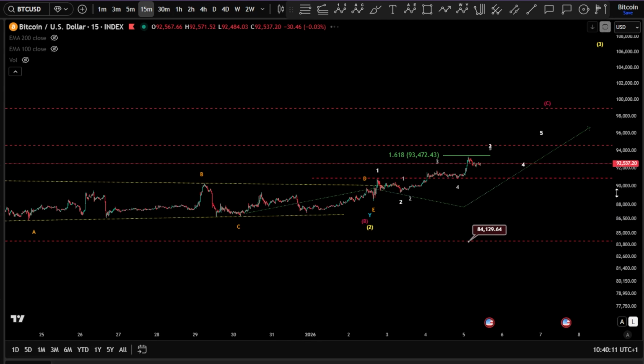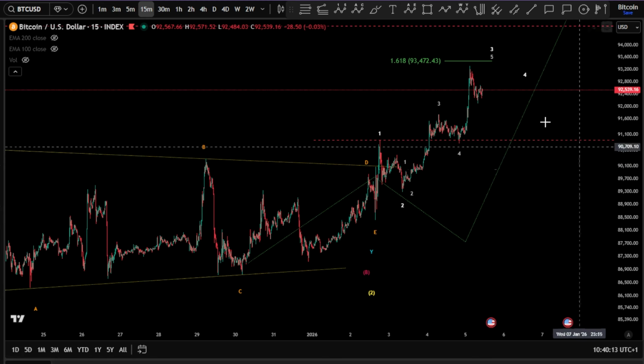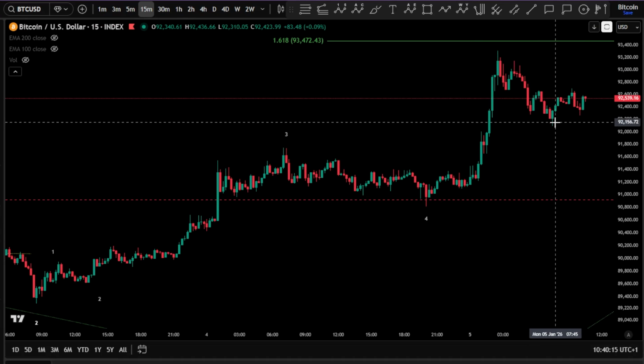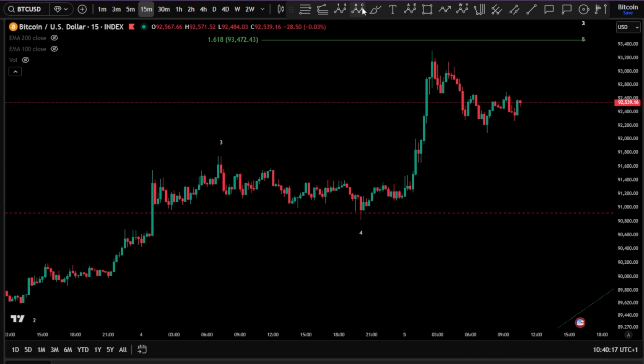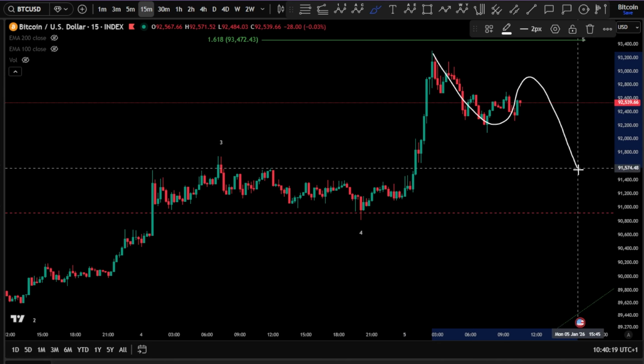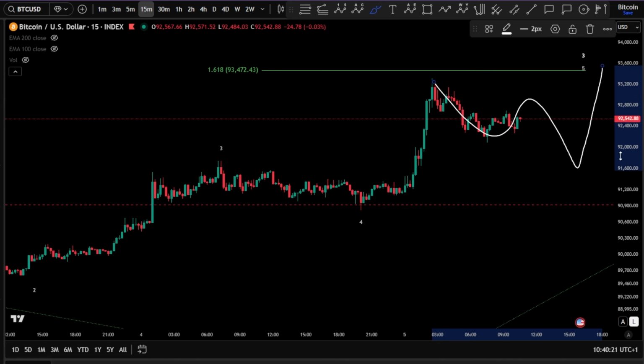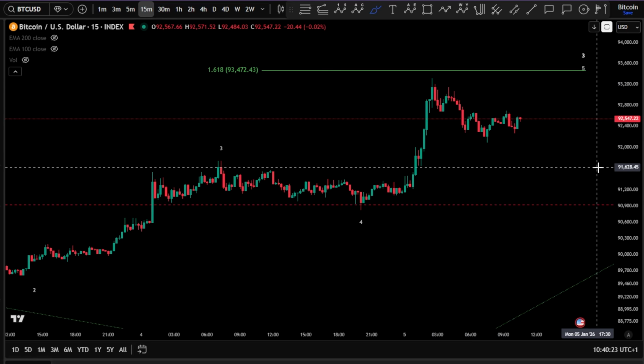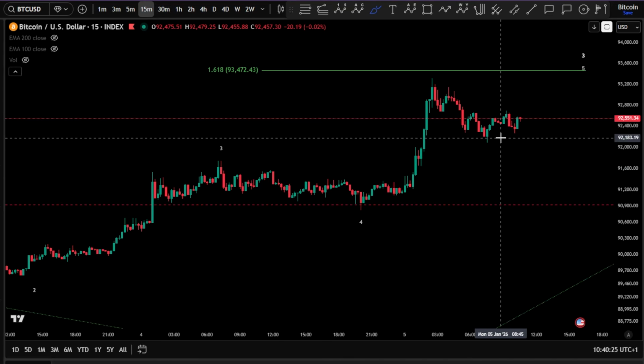So by all means, right now, I'm still looking for higher prices, despite that this looks like 5 waves. It can even be an ABC, a little bit deeper, and then pushing for higher later on. Yep, so these are the updates for Bitcoin for the daily, guys.